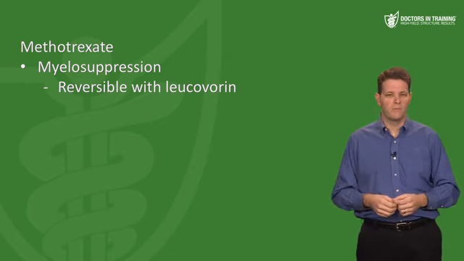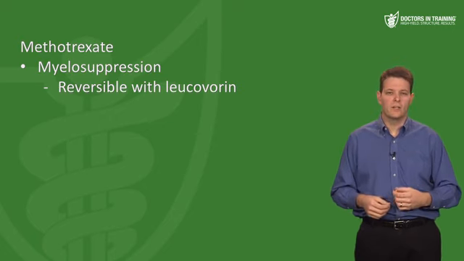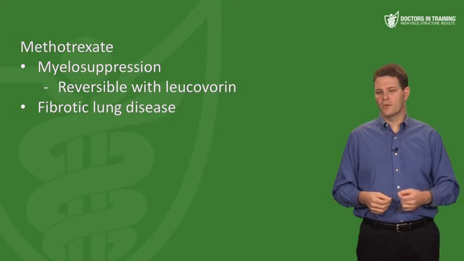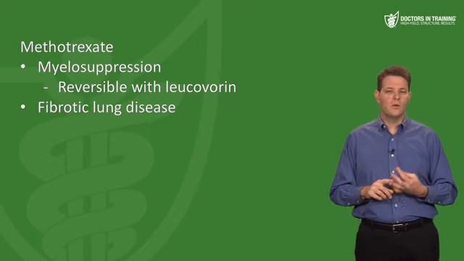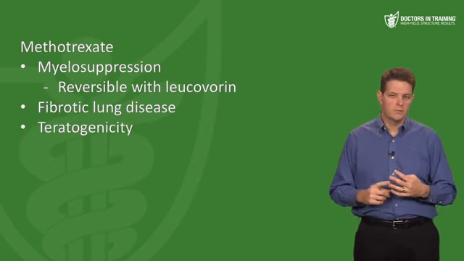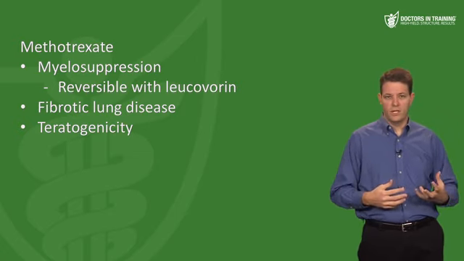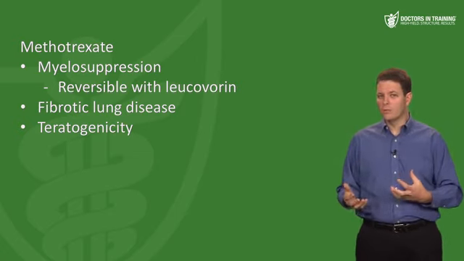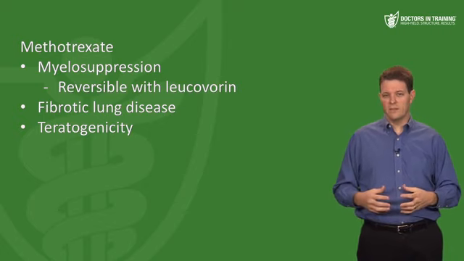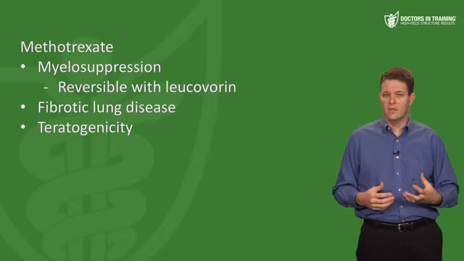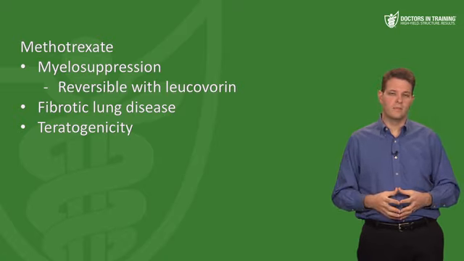That's very important. Another important toxic side effect to know about with methotrexate is fibrotic lung disease, which is sometimes called methotrexate lung. And then also it's teratogenic. So what would you think would happen if you had a woman on methotrexate for psoriasis, for instance, and then she happened to get pregnant? What problem would you expect to see in the fetus? Well, this is interfering with folic acid metabolism, basically interrupting the function of folic acid. So you might see a neural tube defect.